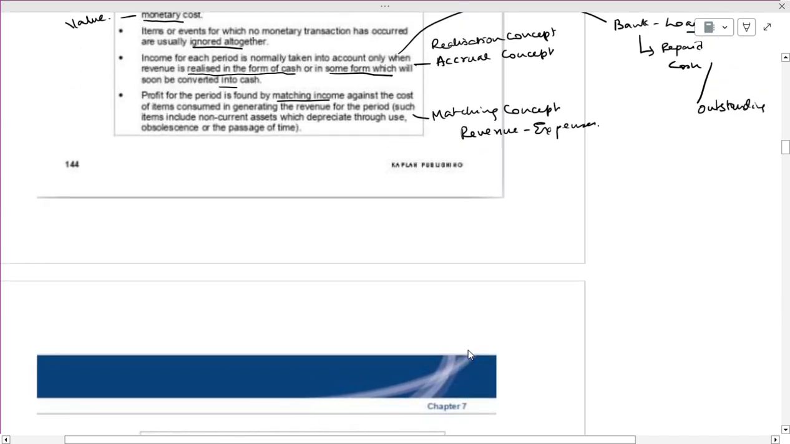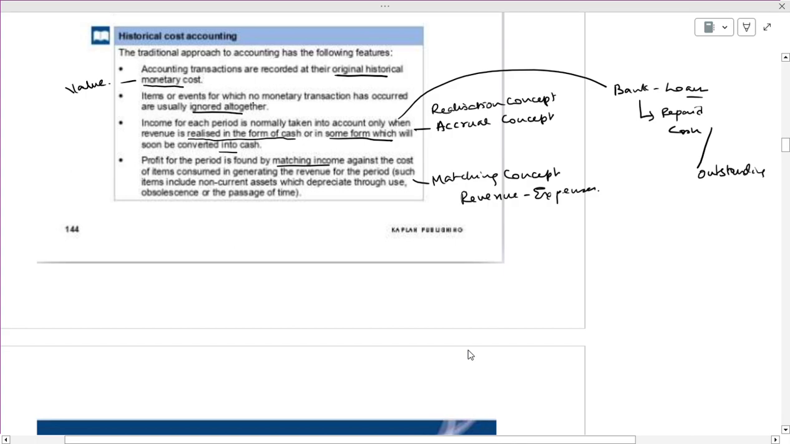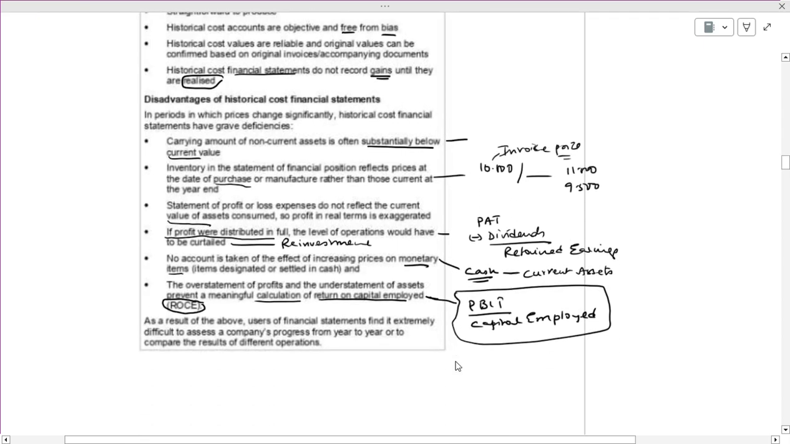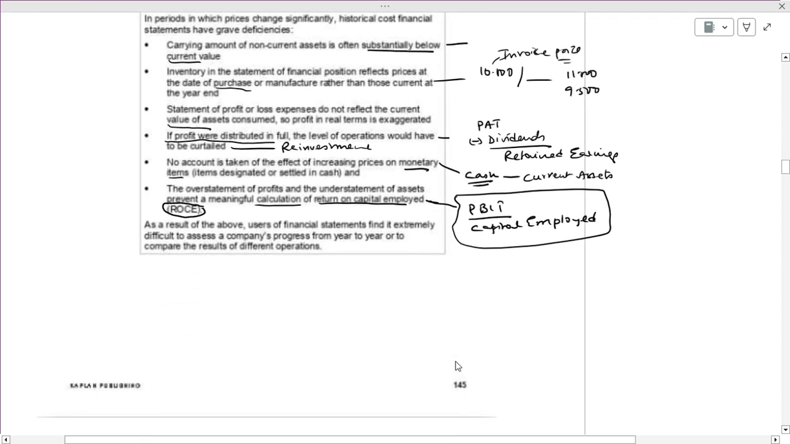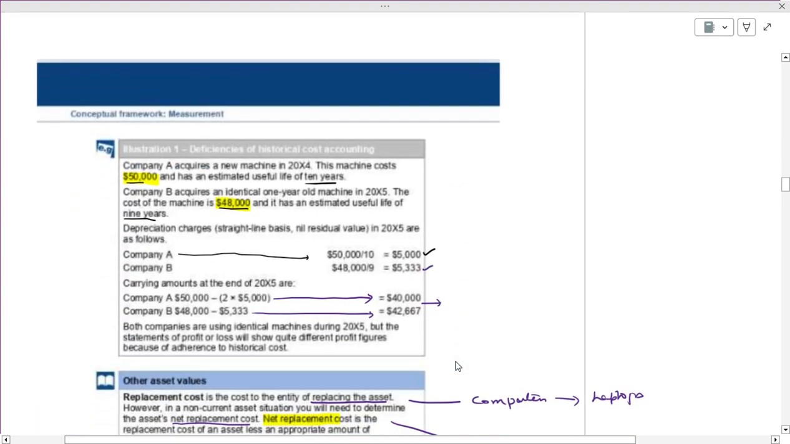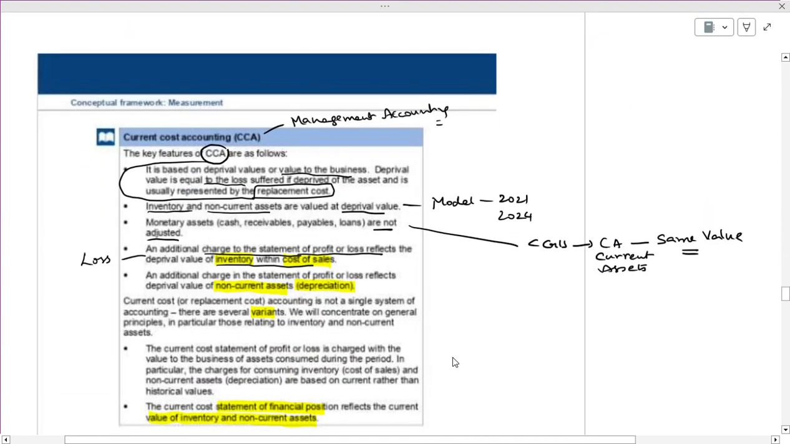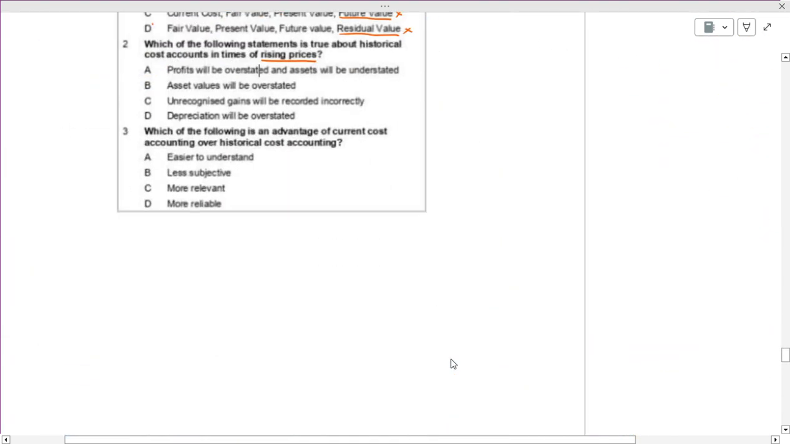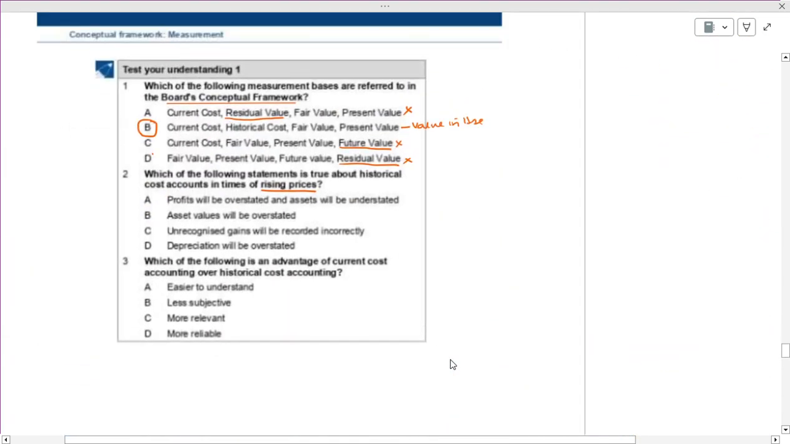Have they mentioned anything on historical cost? See, accounting transactions recorded, events with no monetary value, income for each is accounted only in the form, period, profit on the voice patch against the cost. Is it right? Fine. You find these are advantages and disadvantages. I will explain each and every point there. Now, historical prices in terms of rising prices.